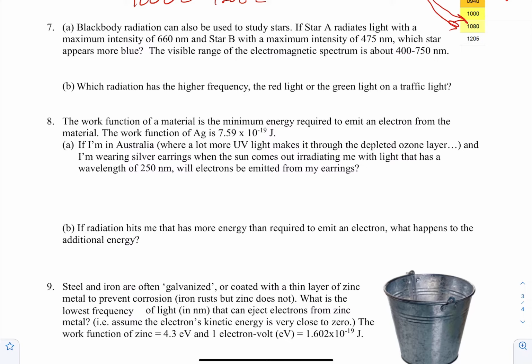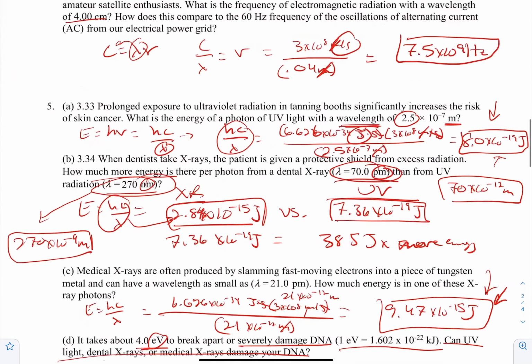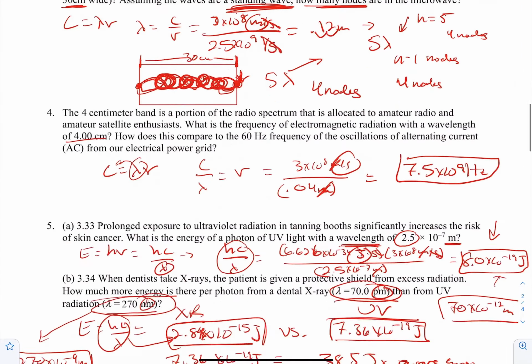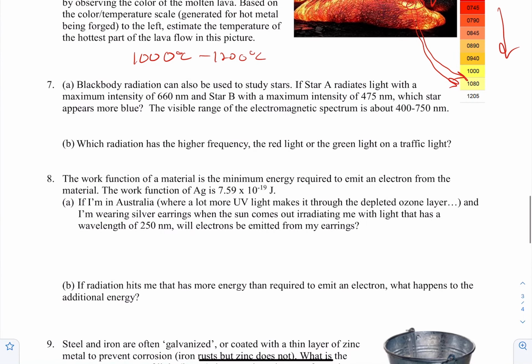And to be honest, all you have to do for this one is to look at the electromagnetic spectrum. So here, I know that one was about 600 something, right? So that makes sense. It was 660, and that's in the red region. And then the other one was 475, which was somewhere right here. So it looks like star B. Star B is going to be the one that's emitting more blue, because it's more within that spectrum, in the color spectrum.